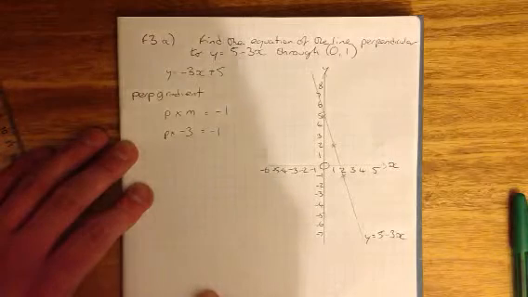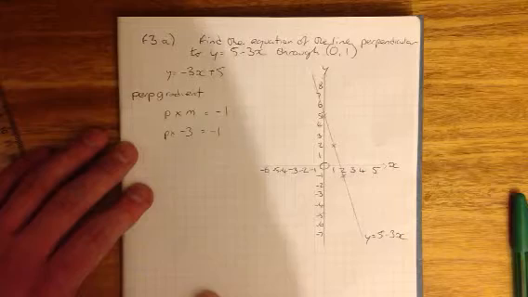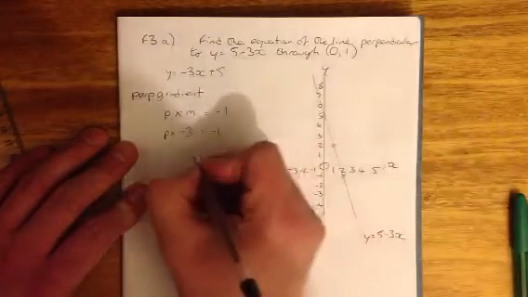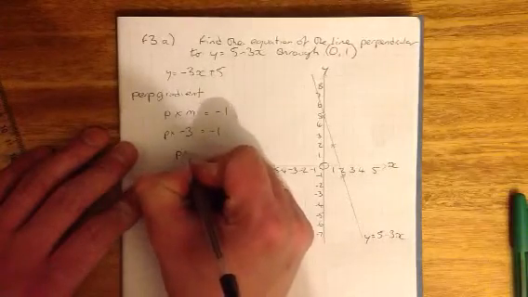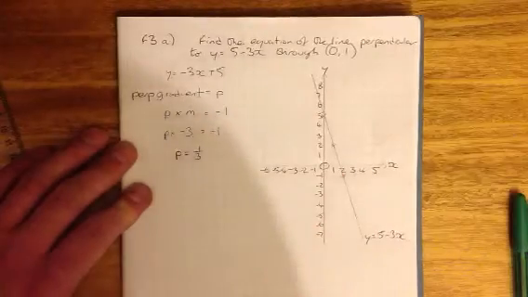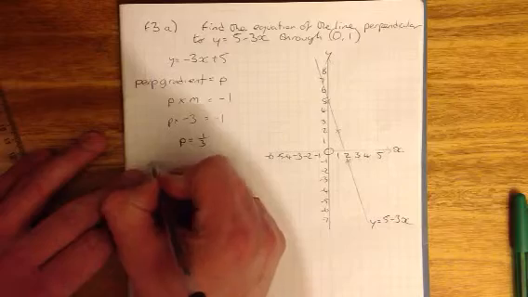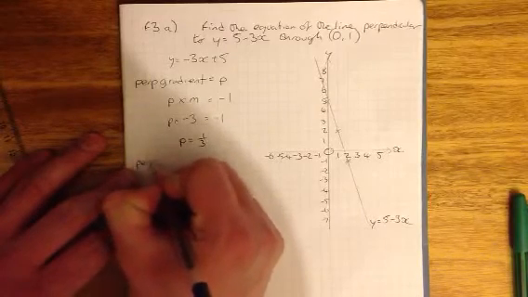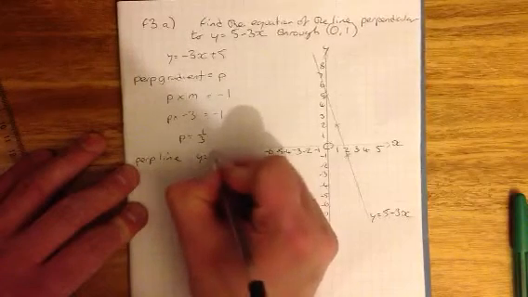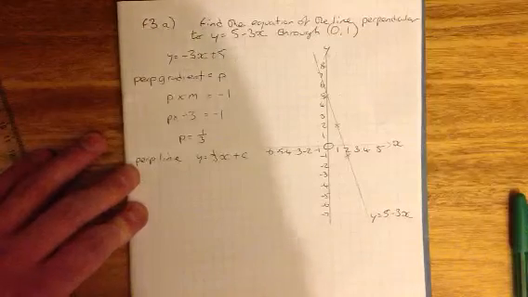So let's have a think. What do we multiply minus 3 by to make minus 1? Alternatively, what would we multiply 3 by to make 1? It's going to be a third. Okay, so P, our perpendicular gradient, is a third. Okay, so that tells us that our new line, the equation will be of the form y equals 1/3 x plus some intercept c.